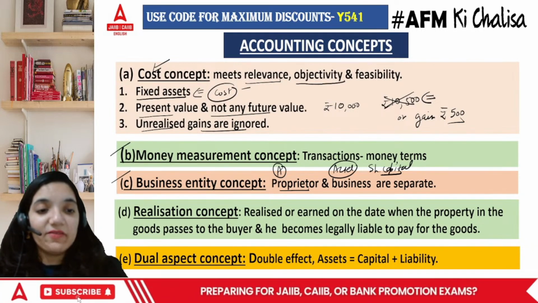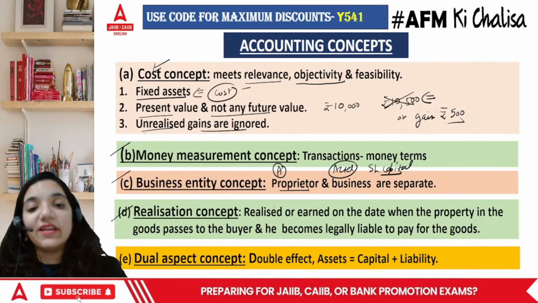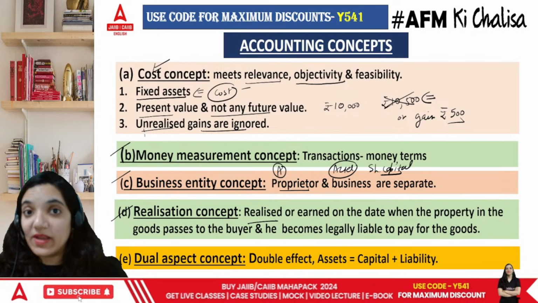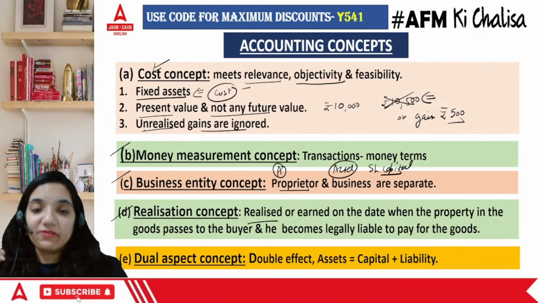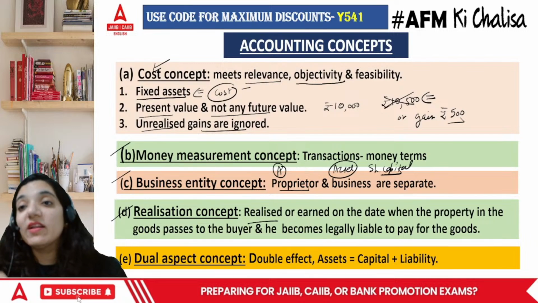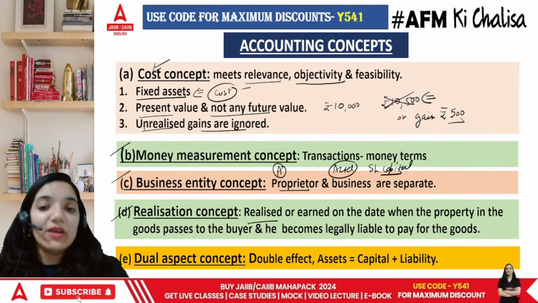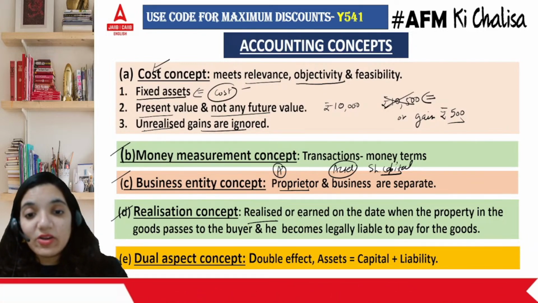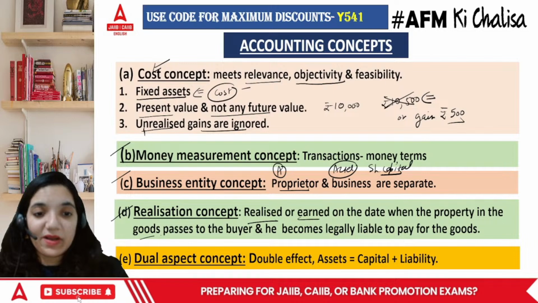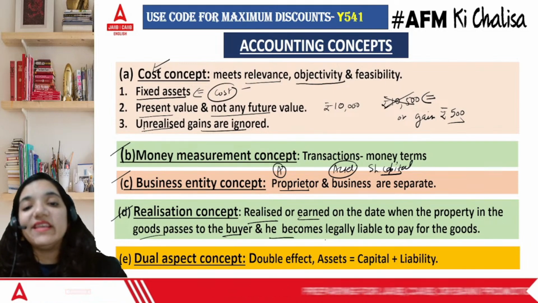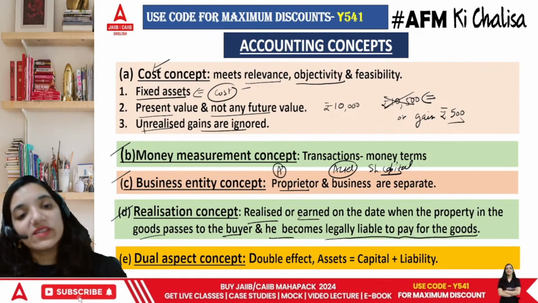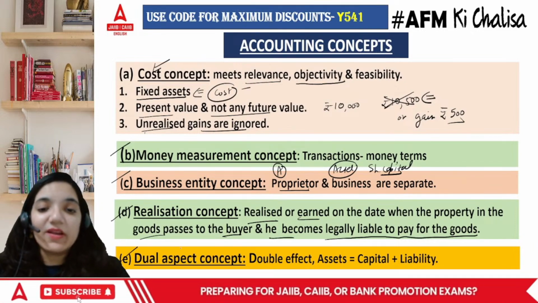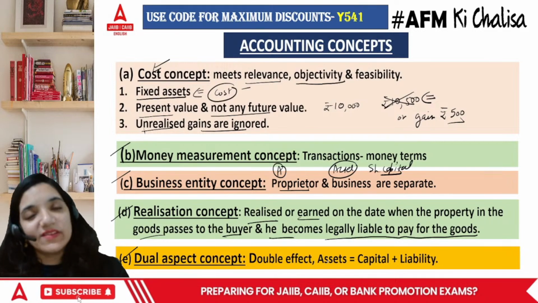Right? Then we have realization concept. Realization concept says till the time you don't see something coming. For example, I made sales to you, I had given you a specific invoice of the same. That is where you become legally liable to pay me. Only then I should record that. So, realized or earned on the date when the property of goods passes to the buyer and he becomes legally liable to pay for the goods. That's realization concept.